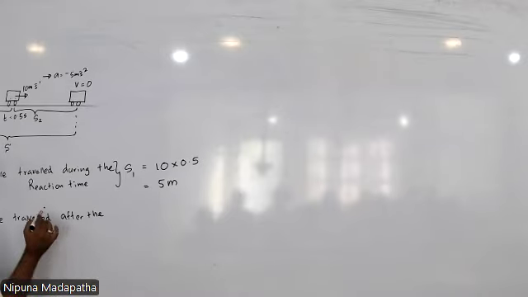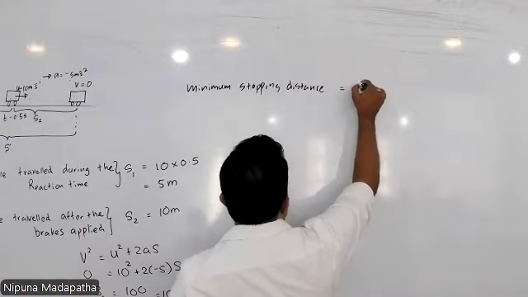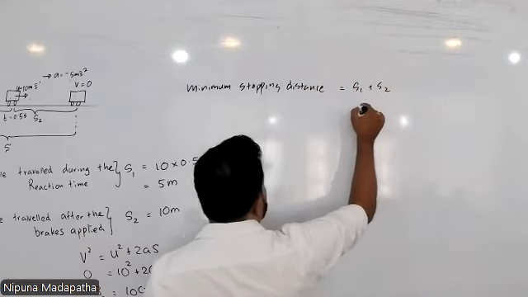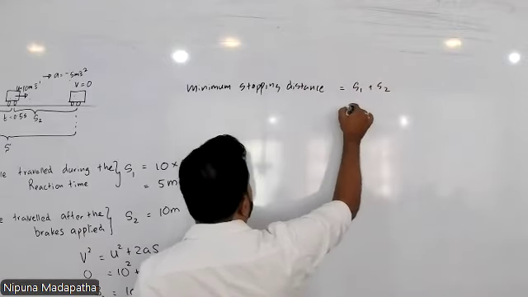The question asks, what is the minimum stopping distance? So minimum stopping distance is equal to the sum of S1 and S2 distances. 5 plus 10, which is 15 meters. Right. So that's how you get the answer for the first part.